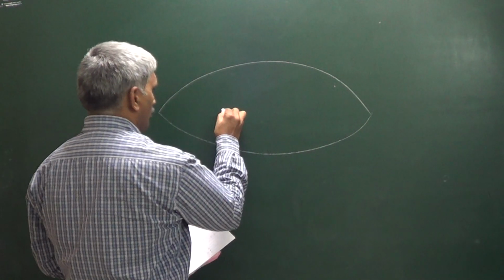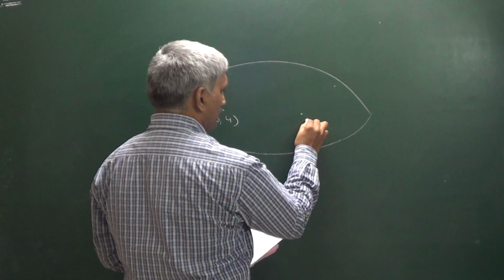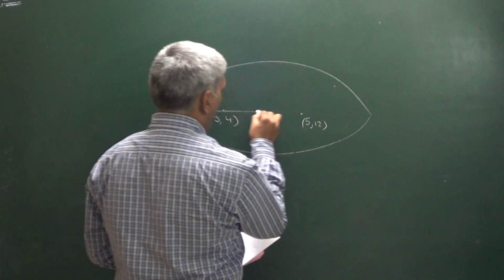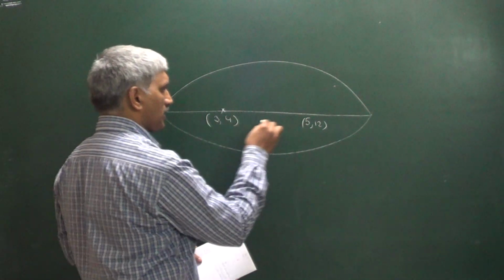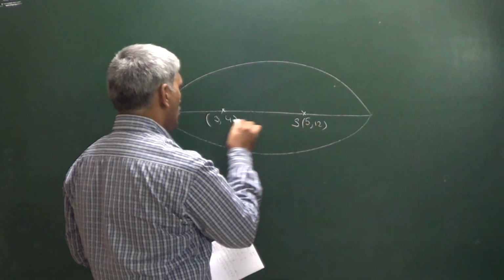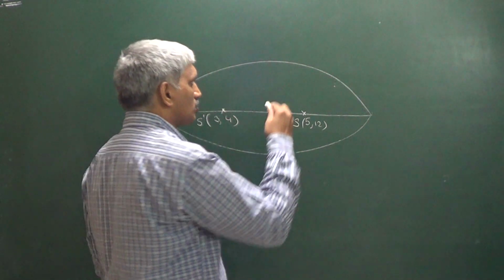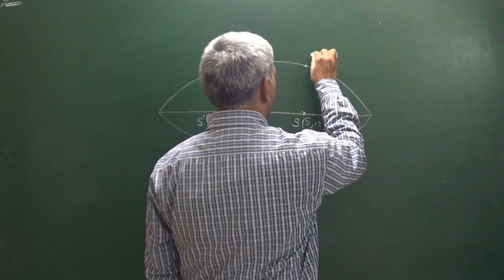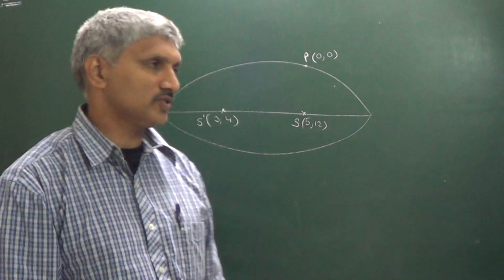So one focus is given as (3, 4). The other focus is given as (5, 12). That is the information given. And he is saying that the ellipse is passing through the origin. Let us say that is the point P, which is a point on the ellipse.